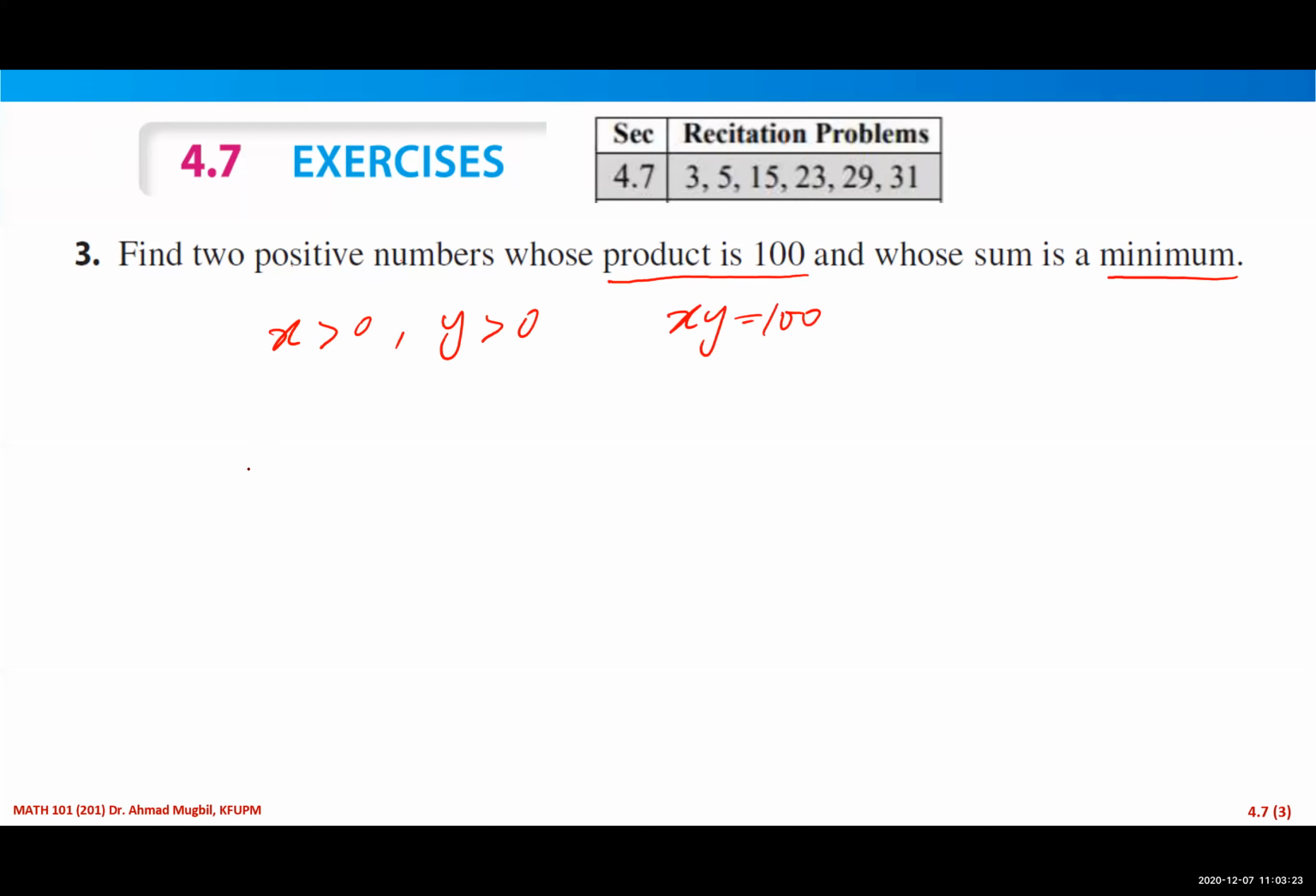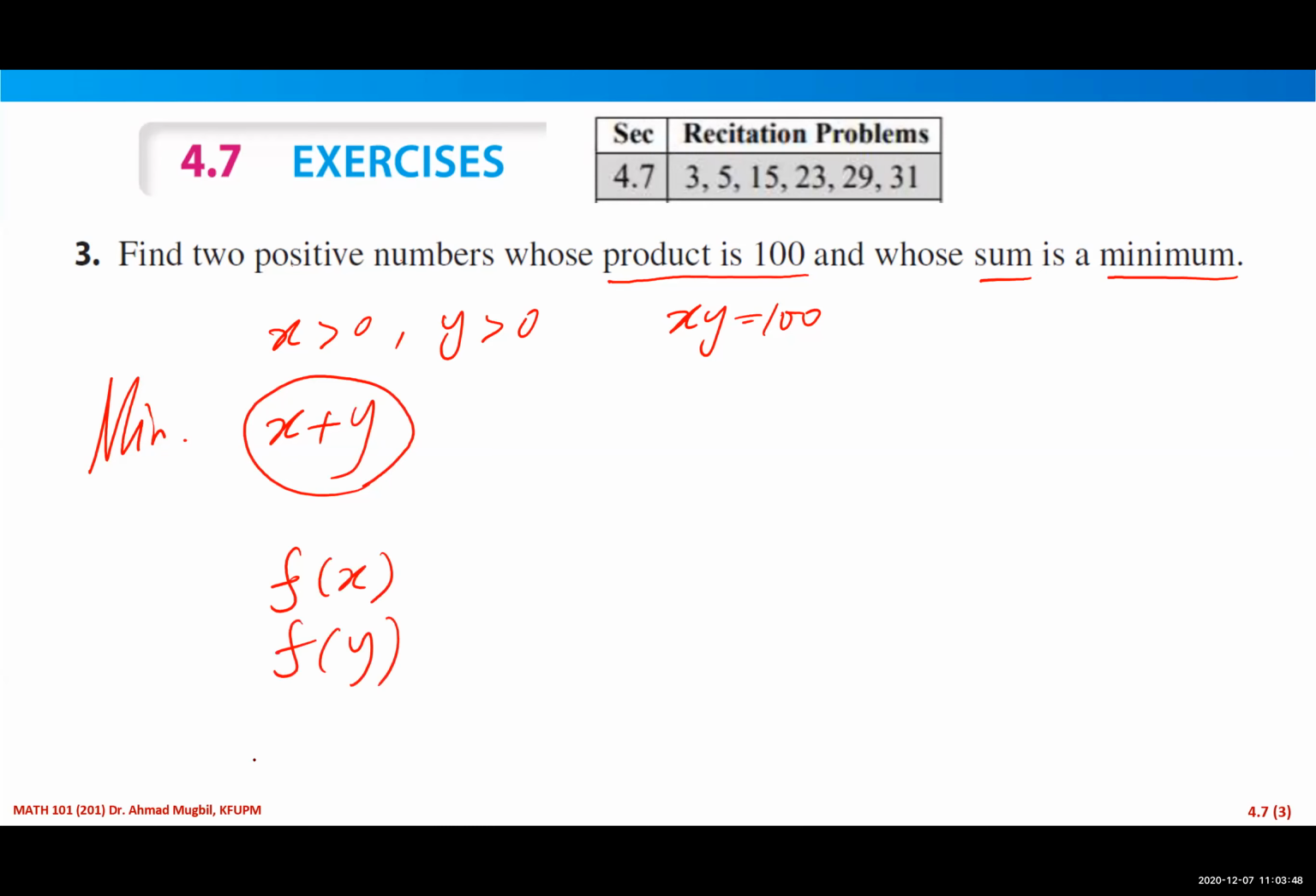So now the problem, Shabab, is about minimizing. So we want to minimize which function? We want to minimize the sum. So let's write it here. We need to minimize x plus y. So this means that this is our function. We should have now a function of one variable. Let's say a function of x or a function of y. It cannot be a function of two variables.